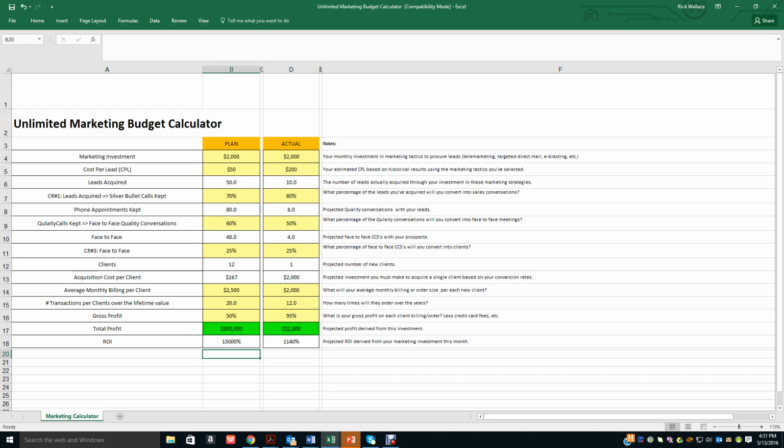It's just a calculator you can use to do what ifs, but it puts you in that frame of mind that marketing is an investment. And I need to measure and track what works and do more of what works. And how much am I getting as a return on that investment in marketing?